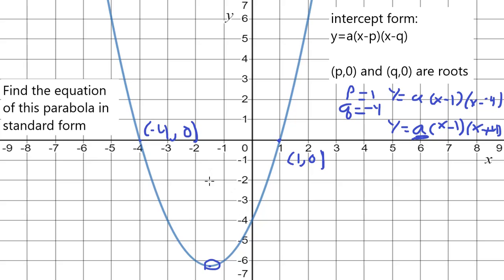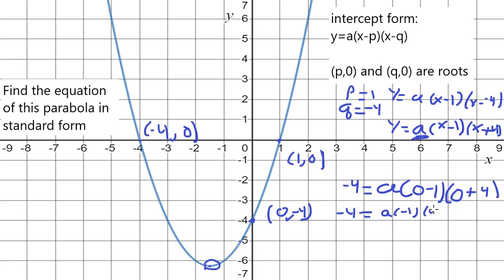So we're going to take another point that's easy to use. Usually y-intercepts are really easy to put into equations. So this point is (0, -4). And I'm going to substitute that into here. So that says when x is 0, y is -4. So I can just plug it in like that. And I'll get -4 equals a times -1 times 4, which becomes -4 equals -4 times a.